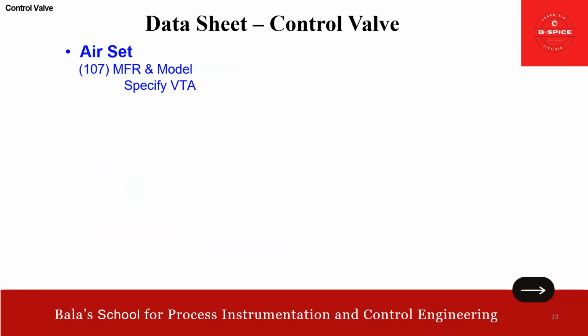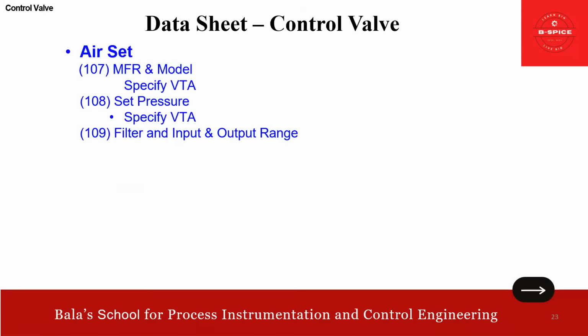Asset. This air filter regulator, manufacturer model, specify VTA, and one set pressure, specify VTA. Of course, if you remember the earlier slide, we put it as 4.5 as the instrument air pressure. So the same thing we can put here or even higher than that set pressure. Of course, it depends on the vendor recommendation also. Then filter input and output range. Specify yes for both. Filter is needed and input and output also needed.